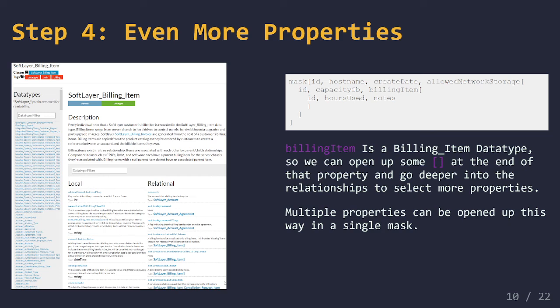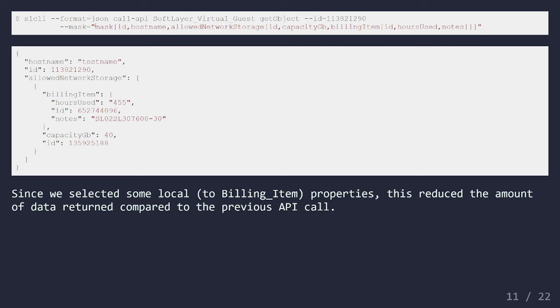So we can keep going because billing item is a relational property itself. We can go into the SoftLayer billing item data type, and we can select even more properties. Here we're going to select ID, hours used, and notes. So the mask, again, getting quite long this time. So we've got the virtual guest level. Allowed network storage goes into a level deeper. We got those properties. Then billing item has its own level in and of itself.